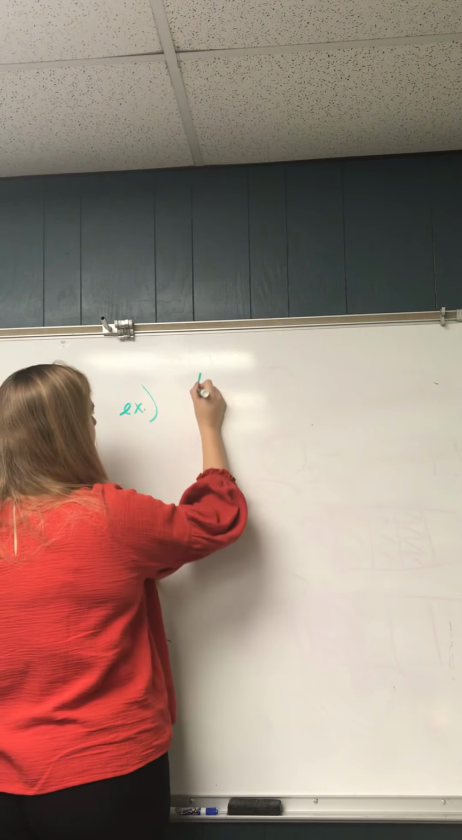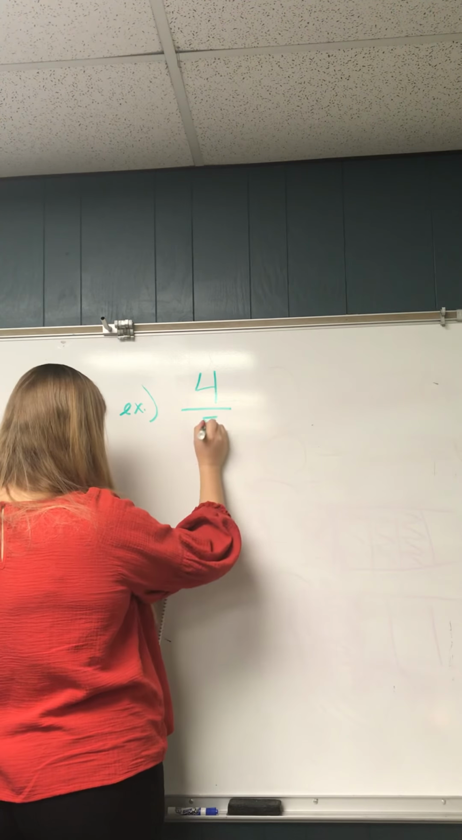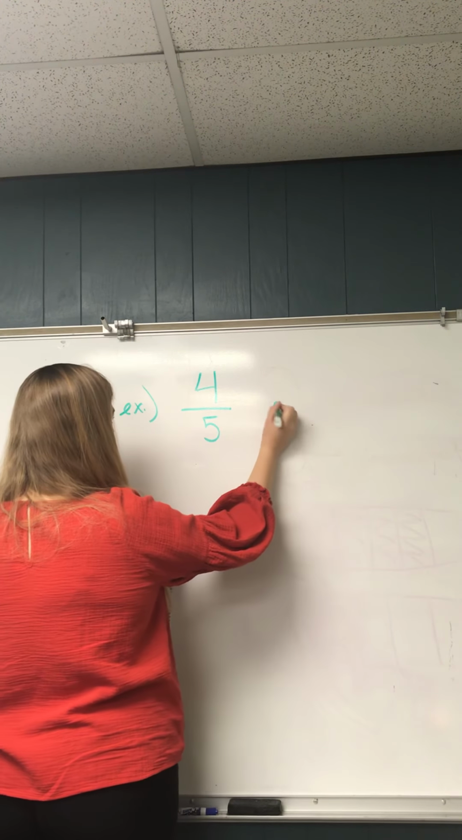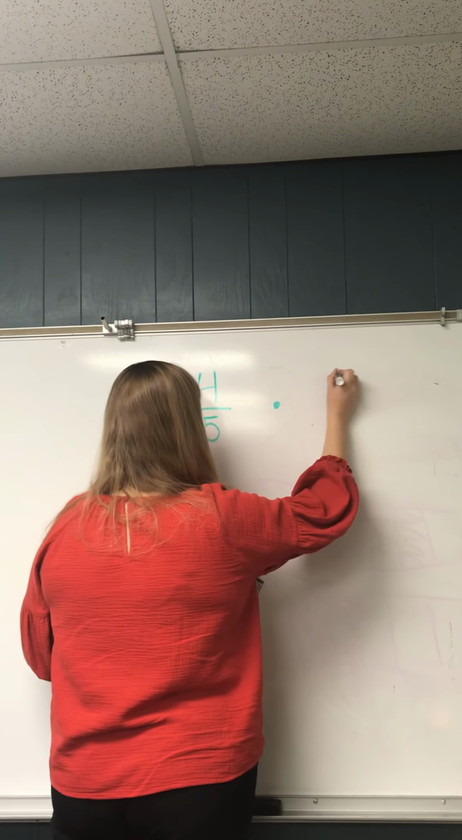What do we got? 4/5 times, so we're multiplying, 7/10.